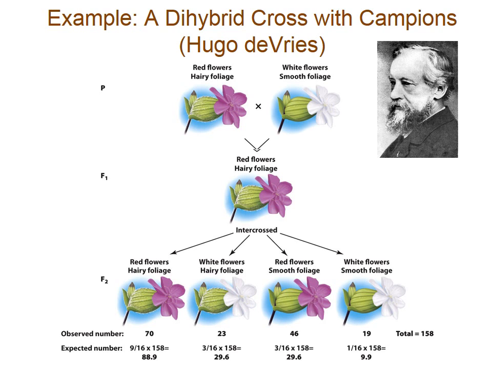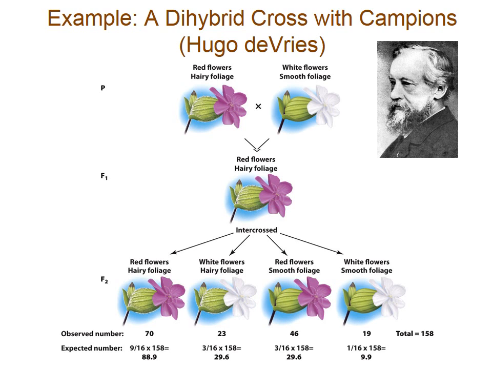Yeah, so red flowers are dominant and hairy flowers are dominant, right? What does he do? He lets the F1s, I don't think he's self-fertilized. He crosses all of the F1s, and what does he get out? How many phenotypic classes is he expecting? He's expecting 4.